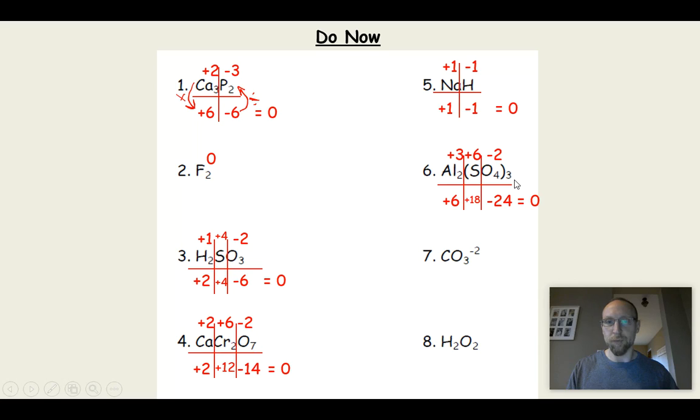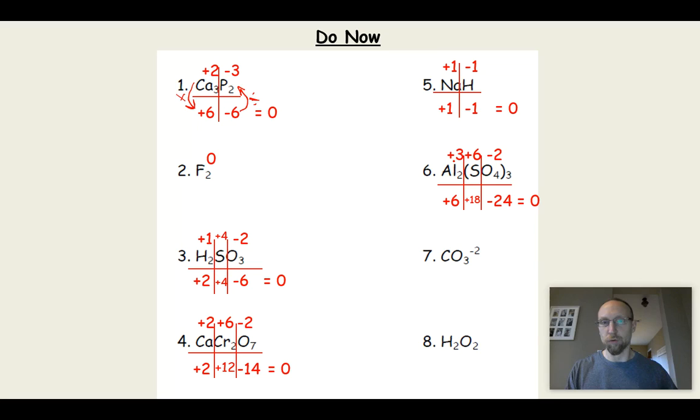Next one, number 6. Don't forget about your parentheses. That 3 applies to everything inside the parentheses. So 3 times 4 means there's 12 oxygens and 3 sulfurs. So you've got to account for that when you're totaling up. So -2 times 12 is -24.